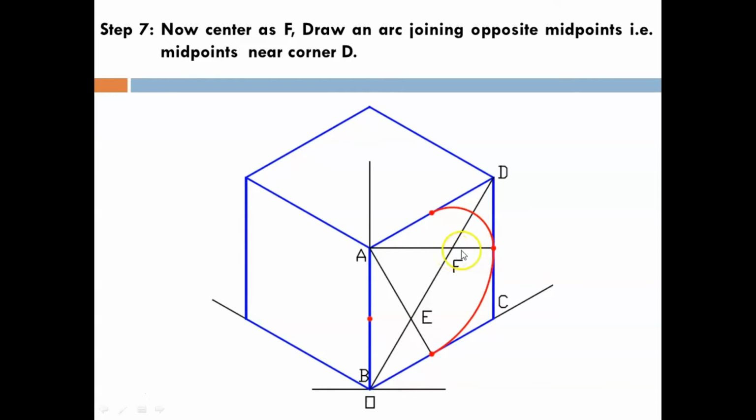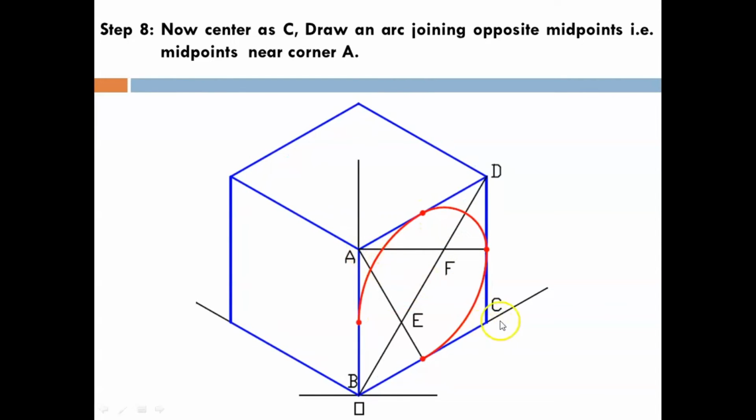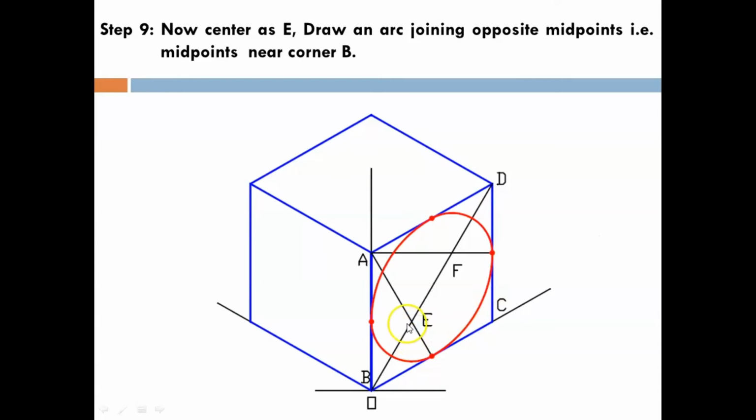Now with center as A, start drawing an arc from this midpoint till it reaches the midpoint of AD. Then with center as C, draw an arc starting from this midpoint to this midpoint. And last, with center as E, start drawing an arc from this midpoint to this midpoint. In the whole procedure, you can see that each arc starts from a midpoint and ends at a midpoint. All the four arcs start from the midpoint and end at the midpoint. Now this is on the right side of the origin.